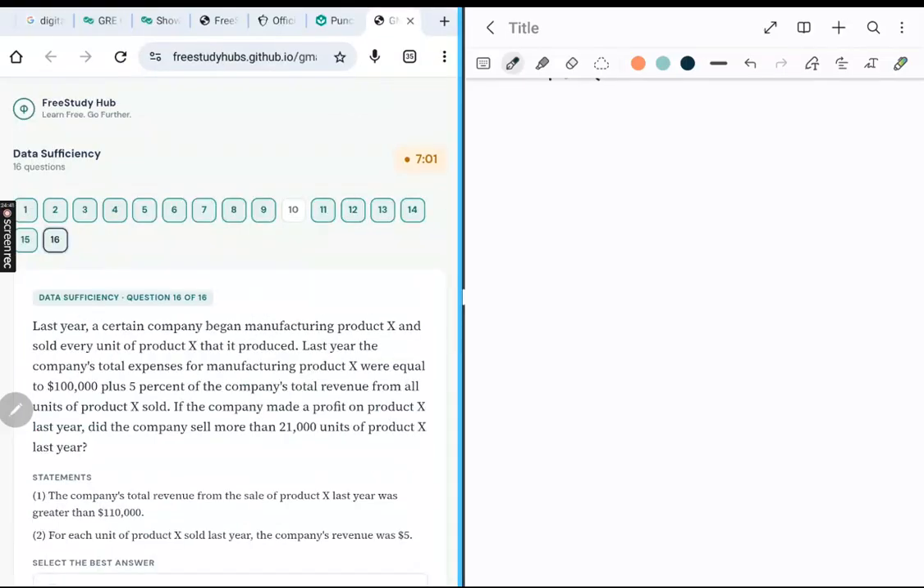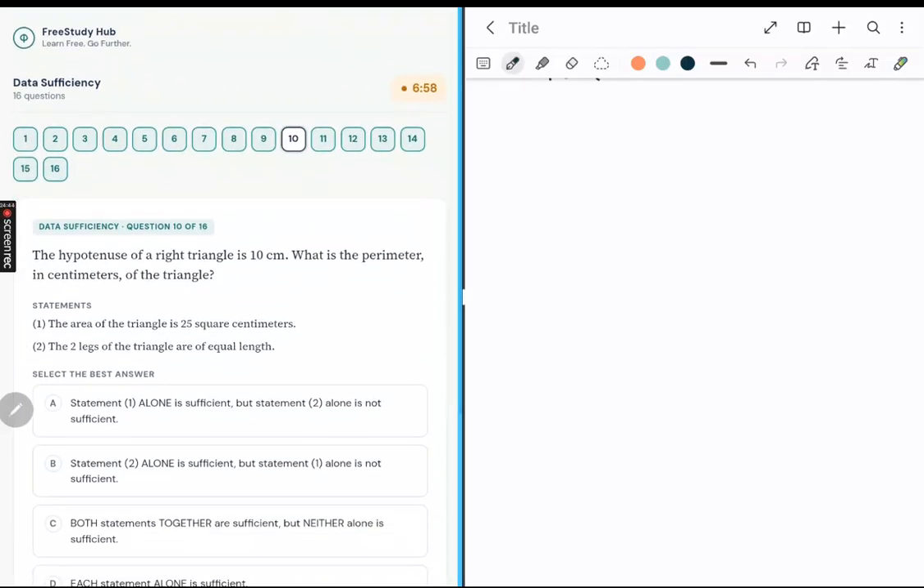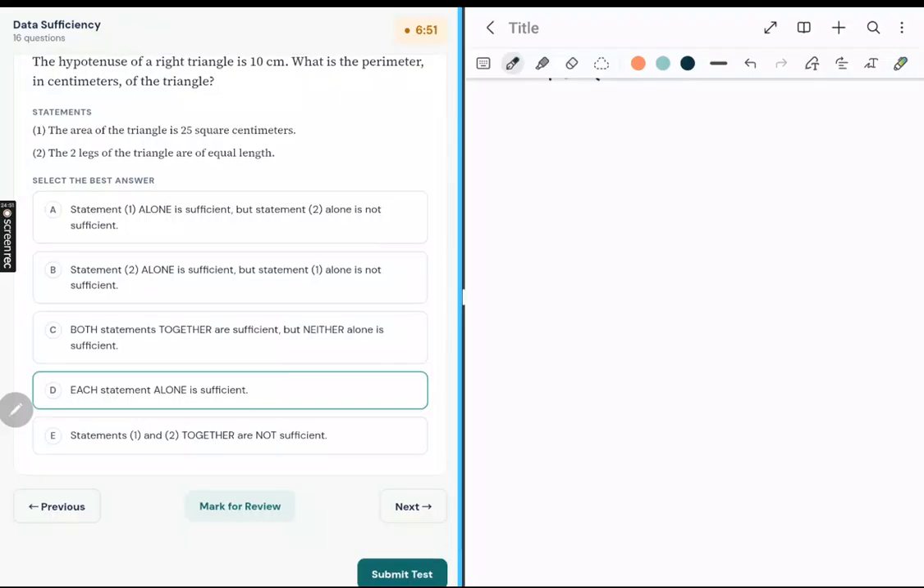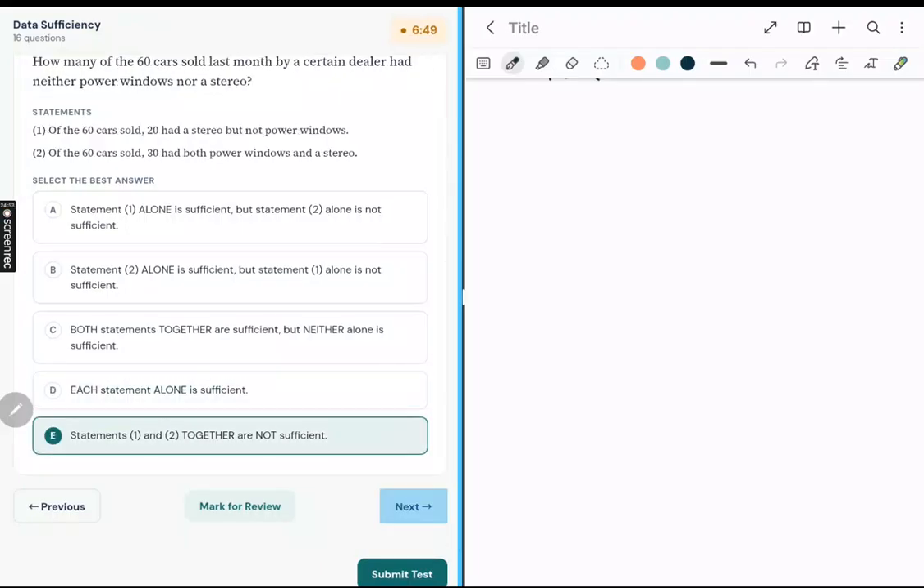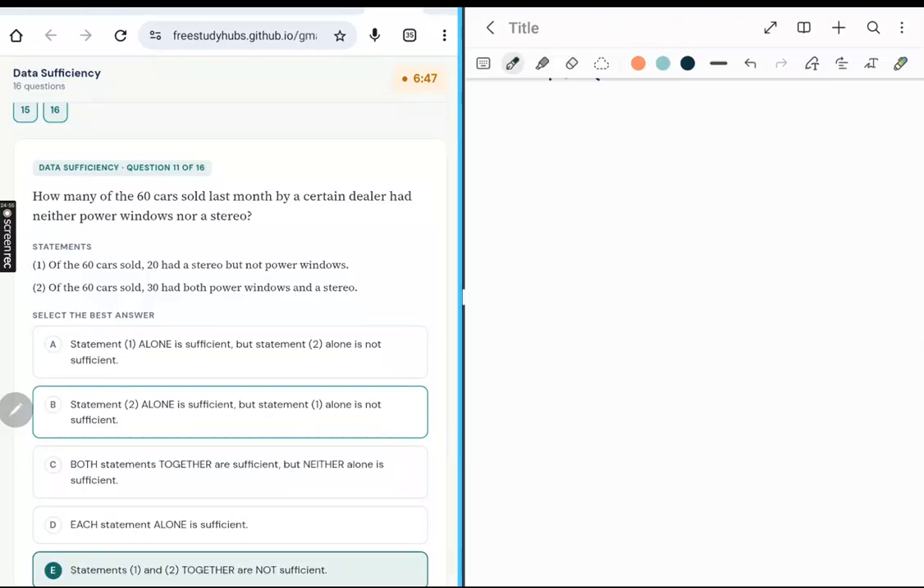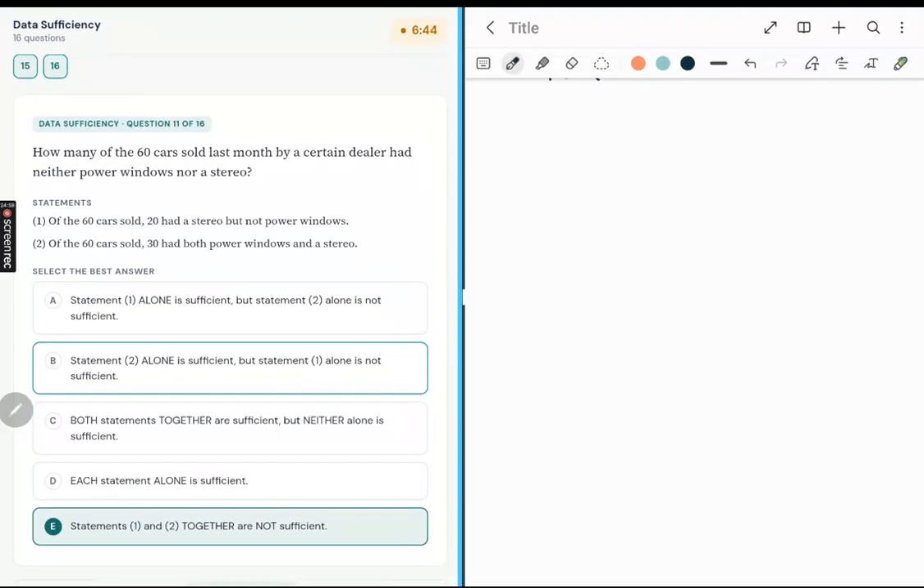Okay, missed one. Didn't answer 1. Oh, we actually solved this. The hypotenuse of a right angle triangle is 10 cm, so we selected both. Okay, this is the question. This is the one we chose E, right, because time was going. Maybe there's a little time now to look at it again.